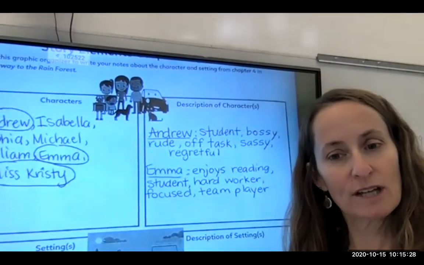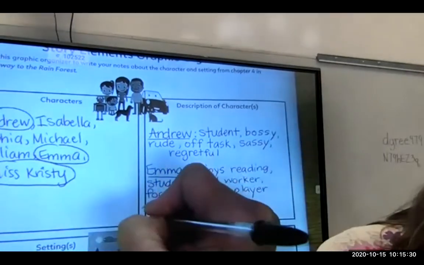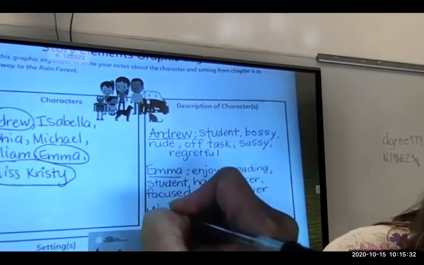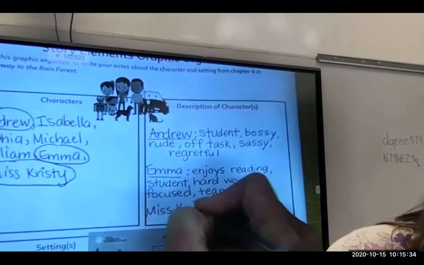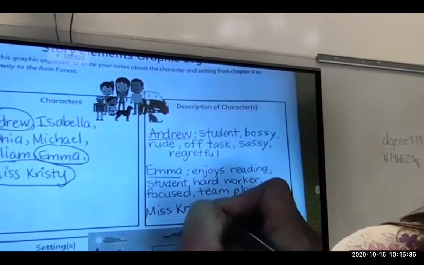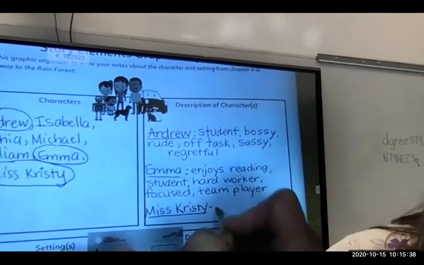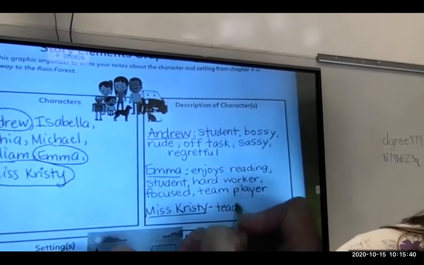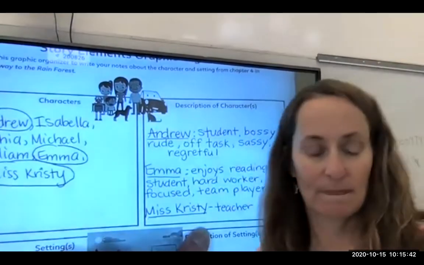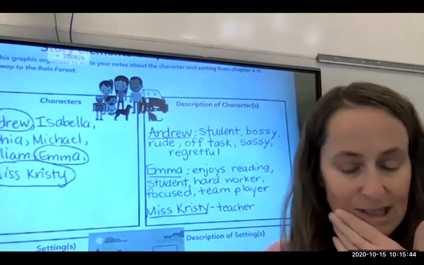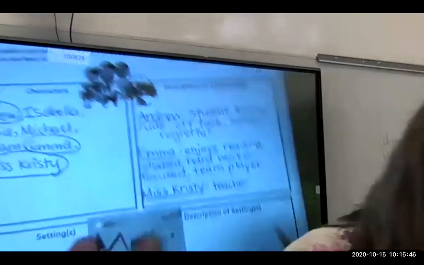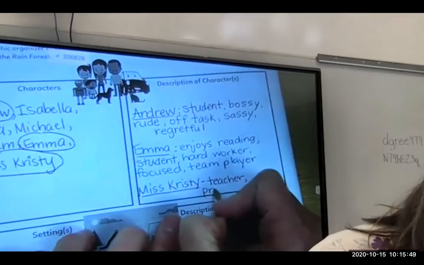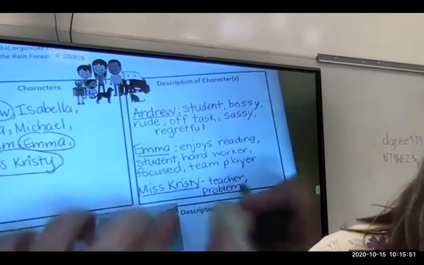And Miss Christie only came in at the end, but I do think she played an important part in the story. So we are going to add her to the bottom. Miss Christie, where we know she's the teacher. And then I also put down, she did help solve the problem. So I'm just going to put problem solver to describe her.